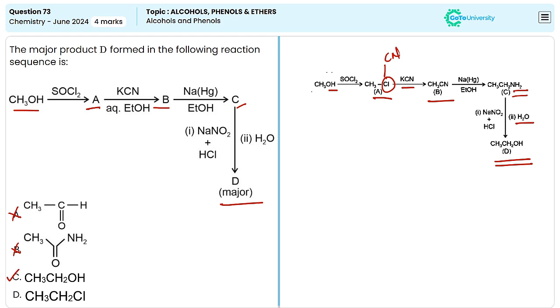Option C is the correct answer, that is ethanol is given as the product. And option D is also wrong because that is given as chloroethane. So from these options, the correct answer is option C.